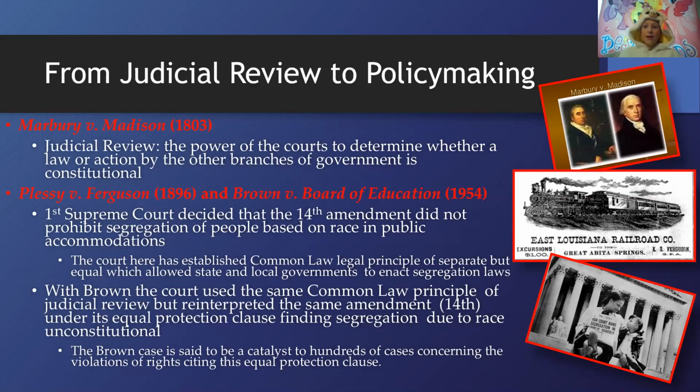So I said I was going to talk about the idea of one court versus a later court, and the example is Plessy versus Ferguson and Brown versus the Board of Education. You need to know those. Okay, so with Plessy versus Ferguson in 1896, the first Supreme Court is going to decide that the 14th Amendment did not prohibit segregation of people based on race in public accommodation. So basically, this is where what is called separate but equal becomes completely and totally legal.